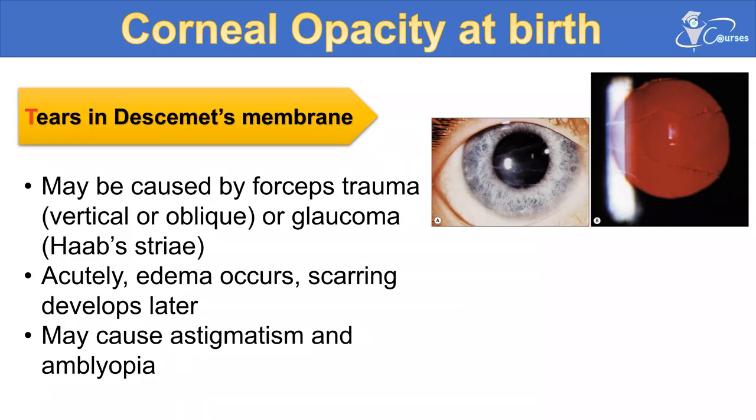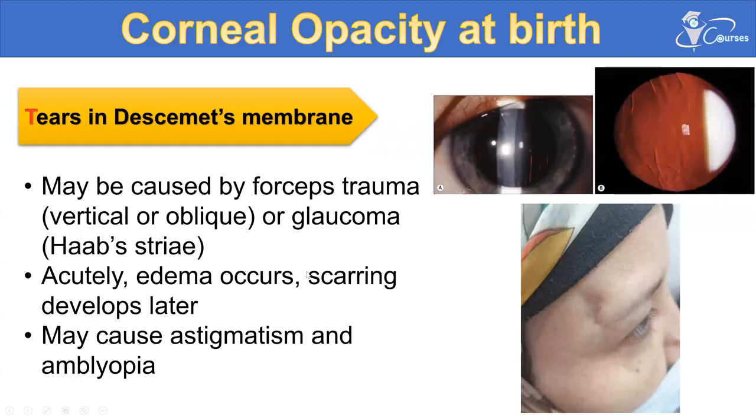In order to remember them, remember that in glaucoma, horizontal represents Haab's. H for horizontal, H for Haab's. And the vertical or oblique ones are for forceps delivery.